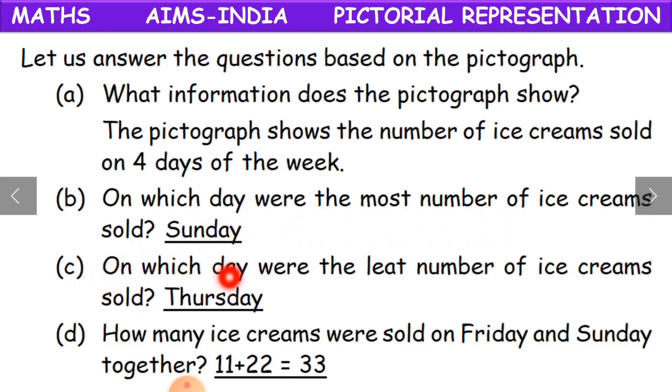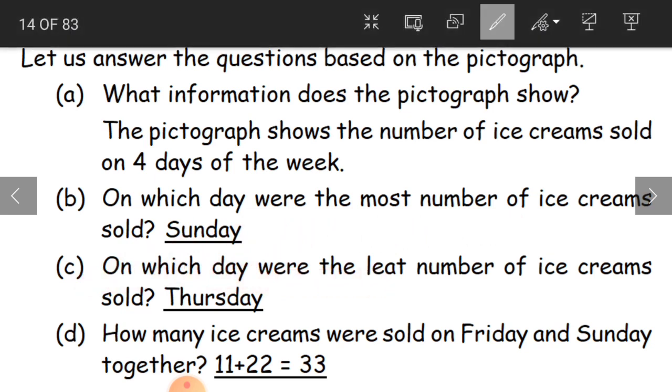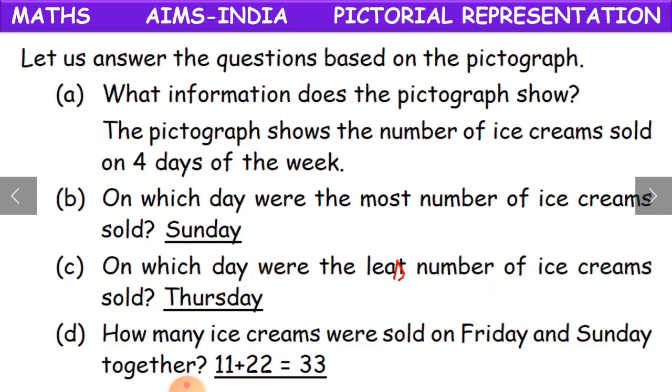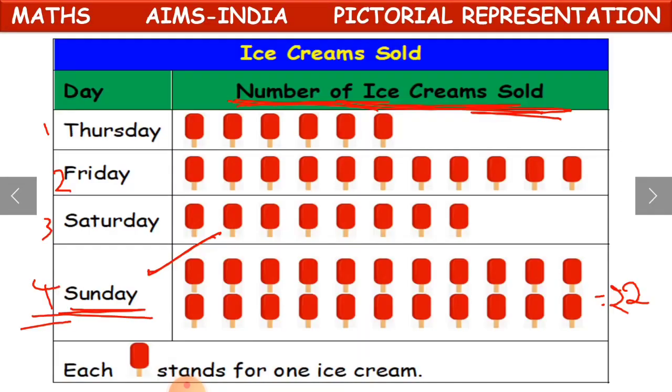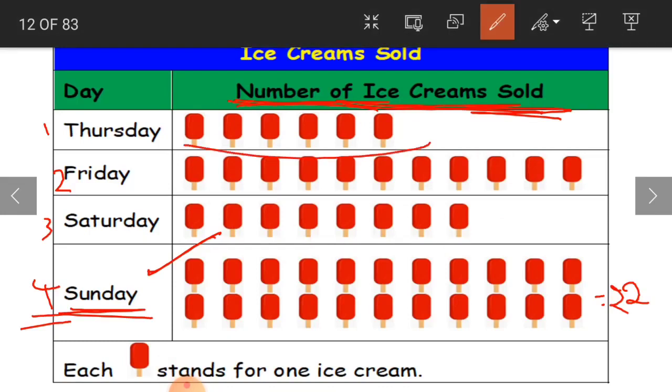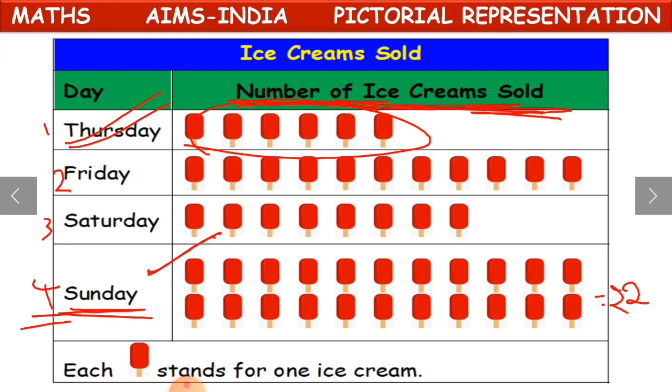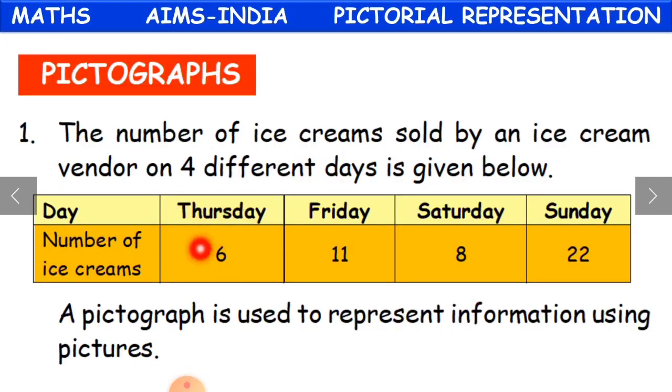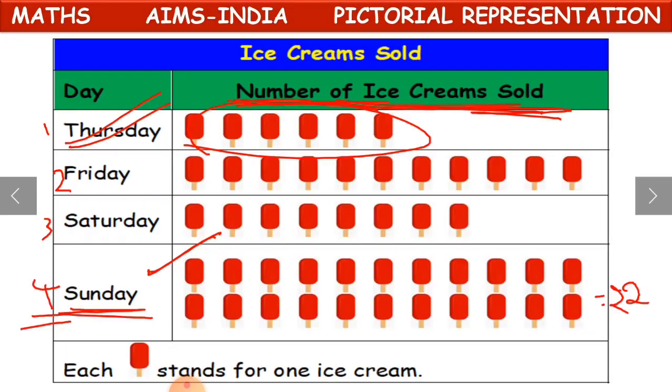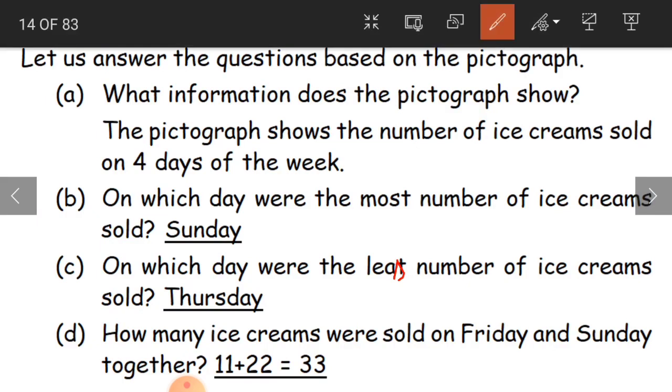Next, on which day were the least, L-E-A-S-T, on which day were the least number of ice creams sold? Now where can we find the least number of ice creams here? On Thursday. So on Thursday, the least number of ice creams were sold. How many? Only 6. So Thursday becomes the day on which the least number of ice creams was sold.